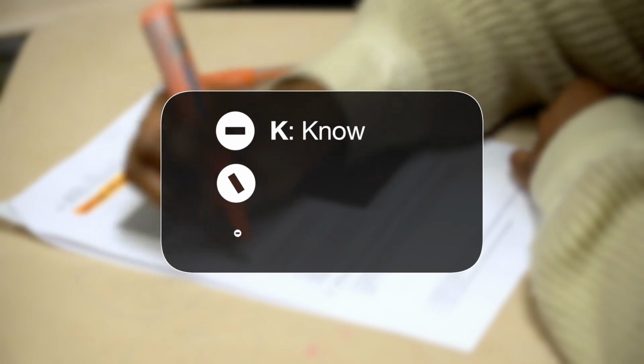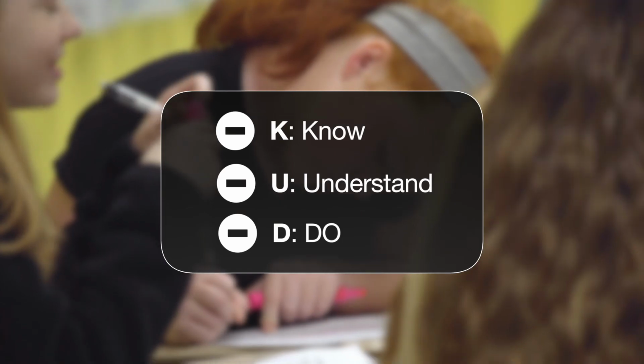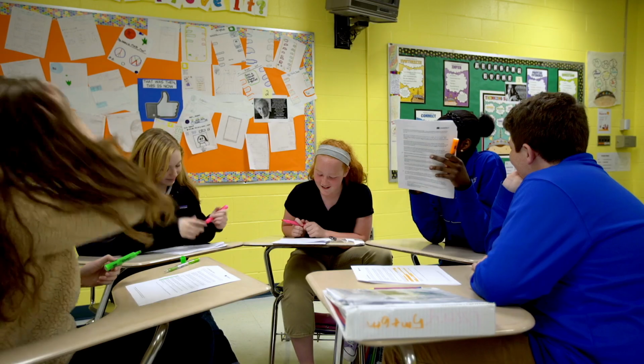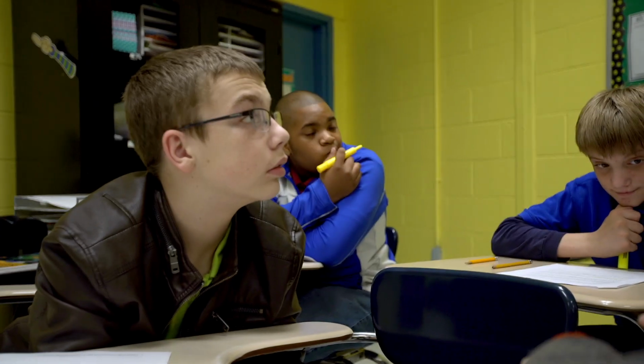A KUD, simply put, is a know, understand, and do. The know is what I expect them to know either before the lesson starts or the vocabulary we're going to learn. It's just the nuts and bolts of the actual lesson. The understand is what I hope they can take with them into further lessons, even life itself. And the do is what we're actually going to do to meet the goal of the lesson.